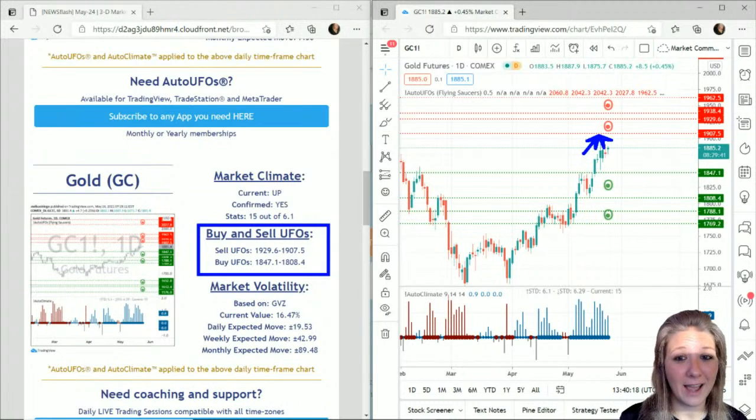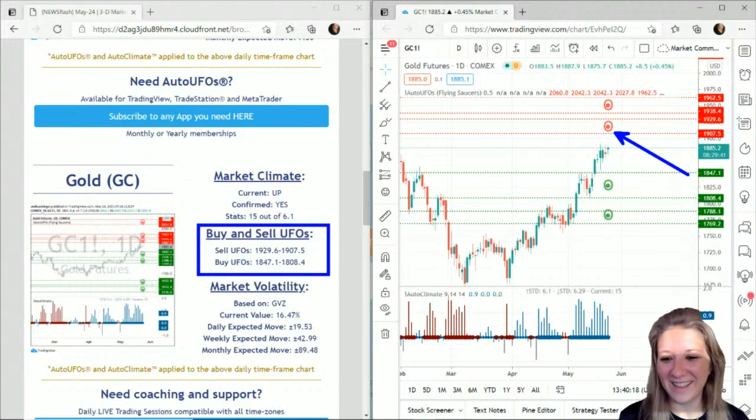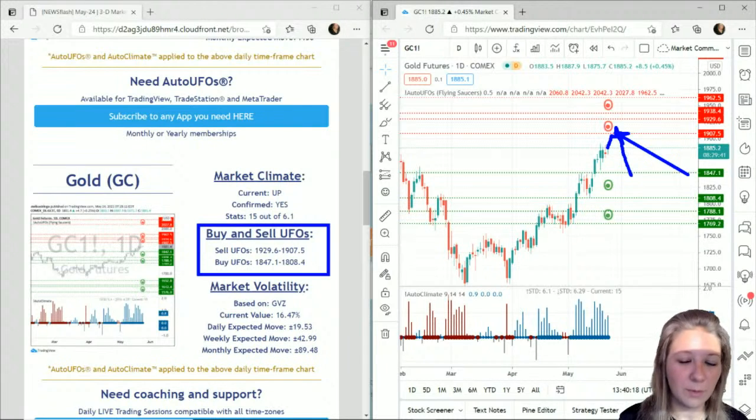These might be the things that actually change the direction of the price. I don't know why this happens sometimes with my arrows. I get 2 of them at the same time. There you go, that's the one. So it's 1929.6 to 1907.5. So in theory, if price were to hit this stack of sell orders, we would expect to move down.